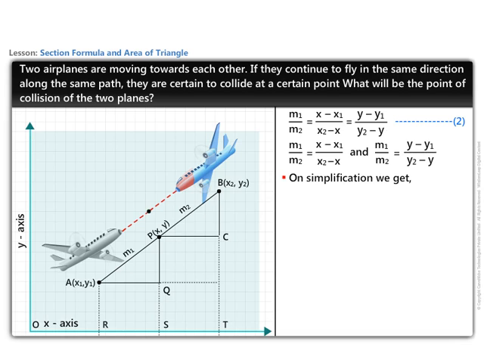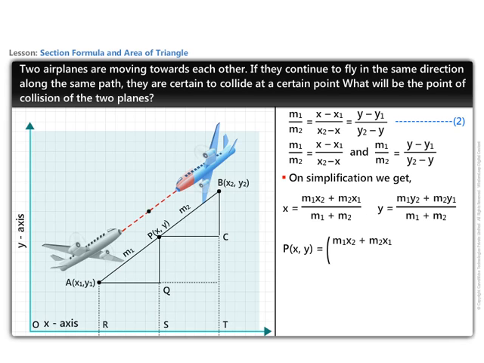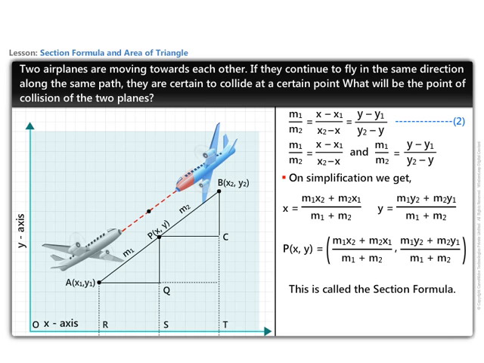On simplification, we get x is equal to (m1 x2 plus m2 x1) divided by (m1 plus m2). Similarly, y is equal to (m1 y2 plus m2 y1) divided by (m1 plus m2). So, P(x, y) is equal to ((m1 x2 plus m2 x1) divided by (m1 plus m2), (m1 y2 plus m2 y1) divided by (m1 plus m2)), which is the point of collision between the planes. This is called the section formula.